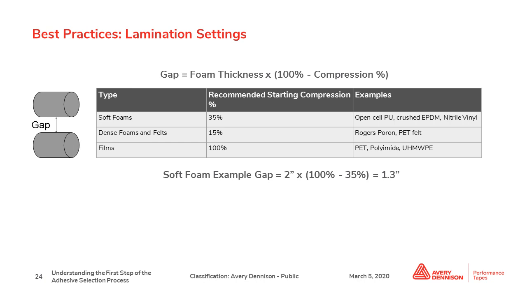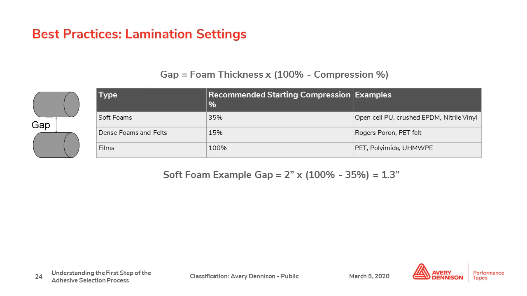And the math on that we're giving as an example below. So if you have a 2-inch thick foam and you need to compress it by 35%, you multiply that 2 inches by 100 minus 35%, and the math comes out to 1.3 inches for your gap setting.